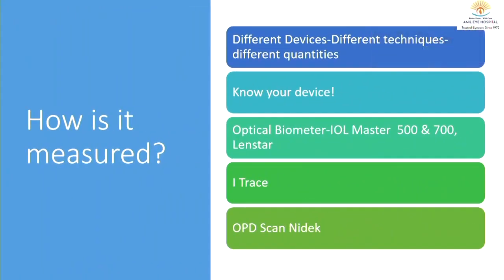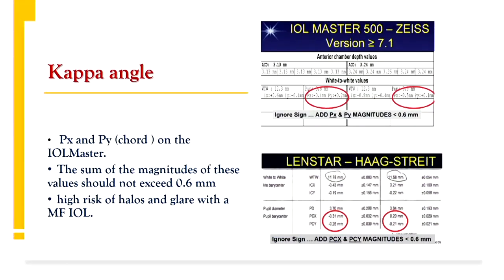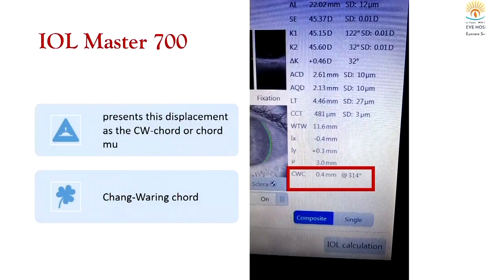Now, how is it exactly measured? You can use topographers, OBSCAN, optical biometer, EyeTrace, OPD-Scan. Each device uses a different technique and gives different quantities, so you cannot equate them together, and you need to know your device properly. For example, the IOLMaster 500 uses PX and PY. You add both these magnitudes, ignoring the sign. Similarly in the LENSTAR. The sum of the magnitudes should ideally not be more than 0.6 millimeters. If it is, there is a higher risk of halos and glare.